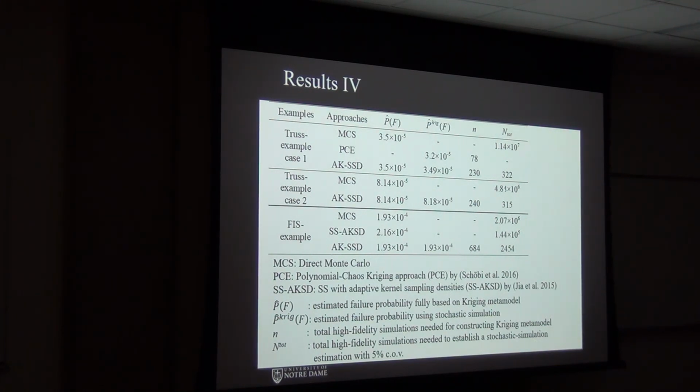The only approach that beats us is the polynomial chaos Kriging approach, which, you can see, does give a biased prediction. Of course, I wouldn't say that this is that important. The difference between 3.2 times 10 to the minus 5 and 3.5 times 10 to the minus 5, in terms of making decisions, is not that significant. But from the mathematical perspective, we've shown that we get unbiased results.